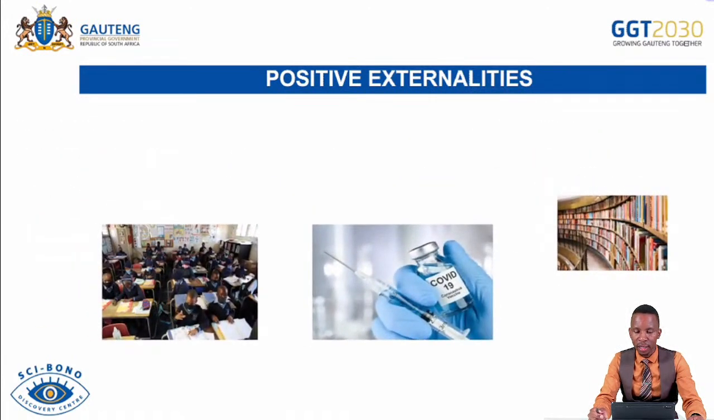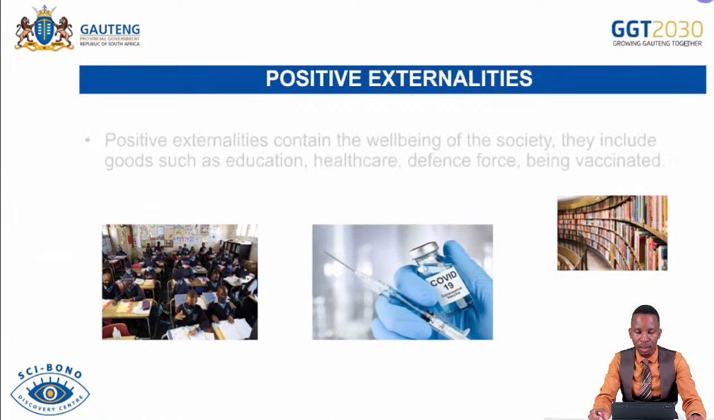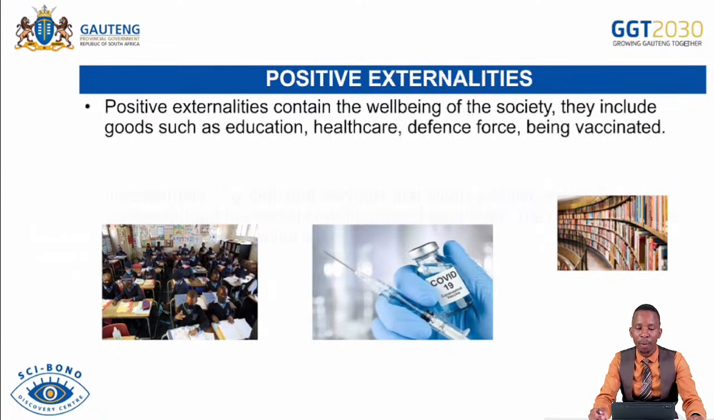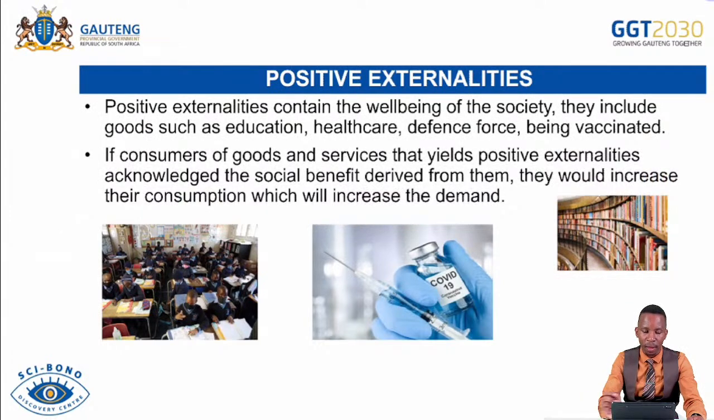So this indicates products or services that have what we call a positive externality. We have education here as part of merit goods. It only contains positive externality. We have COVID vaccination. It contains positive externality because it improves someone's health. And then we have libraries, which are very important and also improve someone's welfare, because when someone is studying, a person tends to be more knowledgeable, skilled and marketable. So positive externalities contain the well-being of the society.